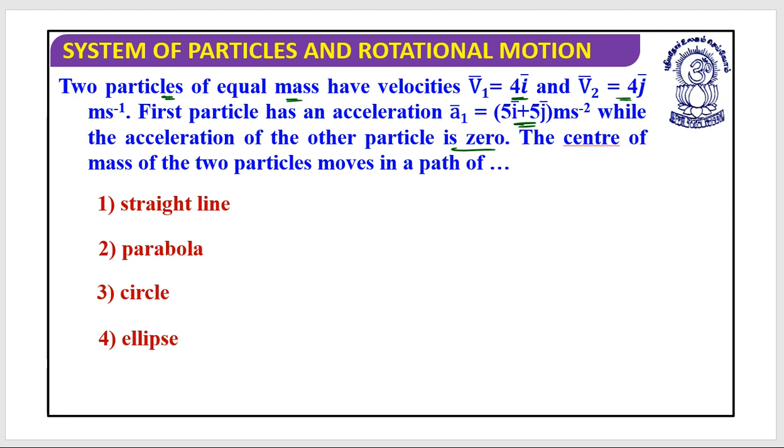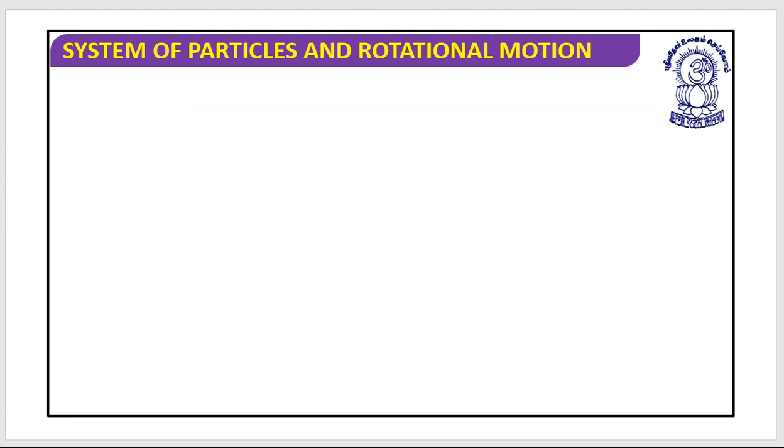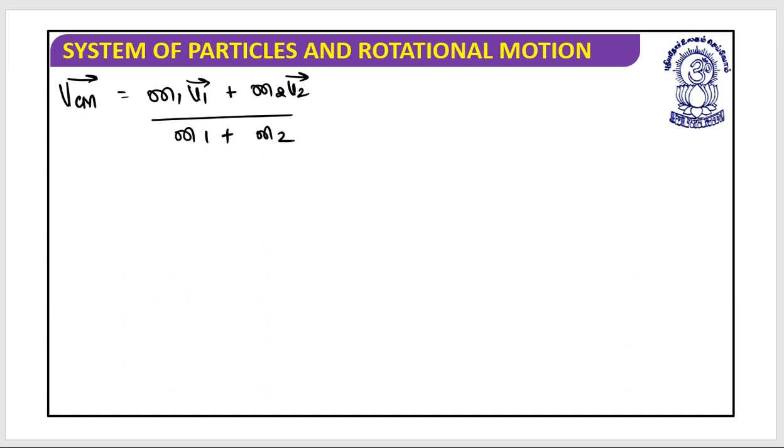The center of mass of the two particles moves in a path of. So what I need to do is first find the velocity of the center of mass, because I don't have an idea where it is moving, and the acceleration of the center of mass would also be required. So let's try this, and then we might get an idea how the situation begins. So m VCM could be written as m1 v1 plus m2 v2 divided by m1 plus m2.